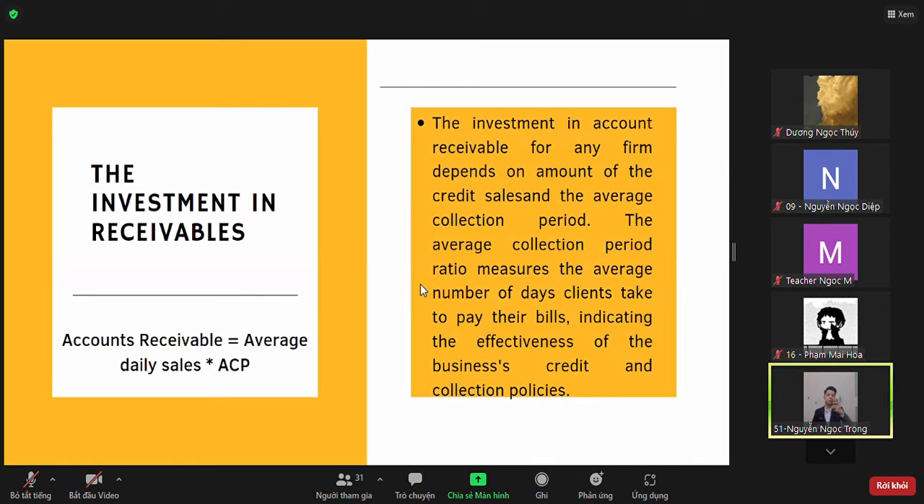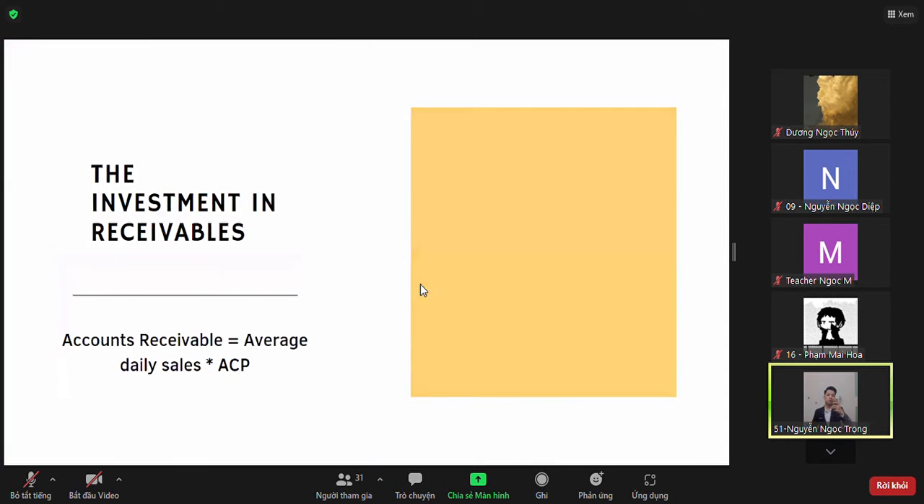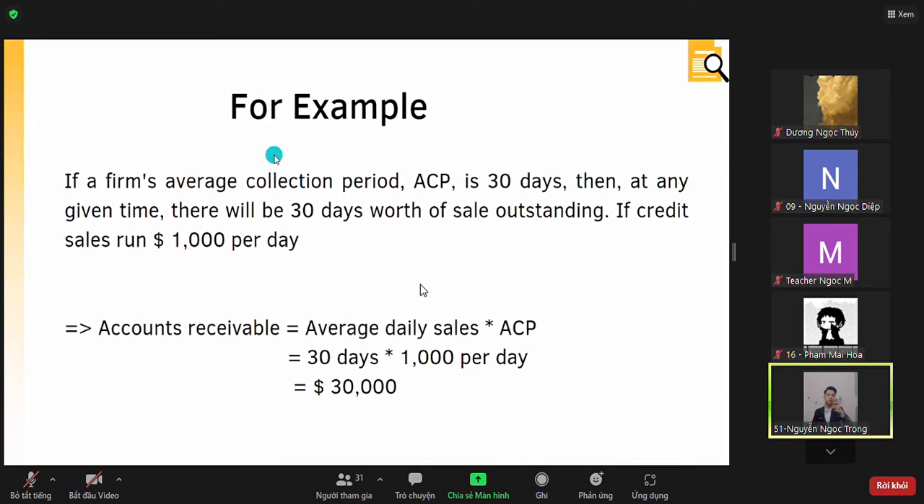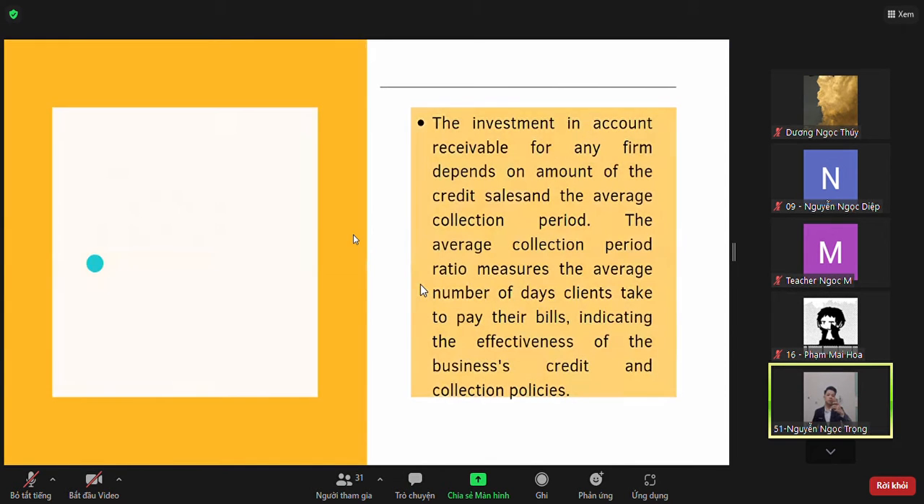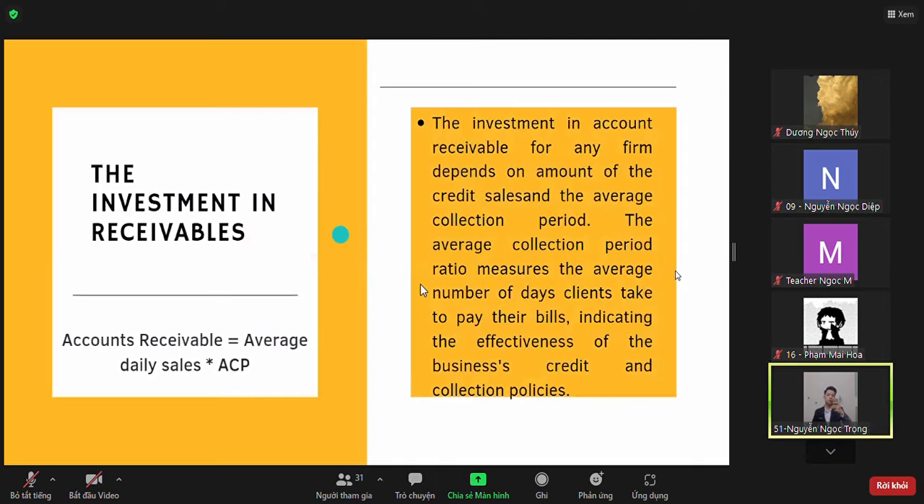The investment in accounts receivable for any firm depends on the amount of credit sales and the average collection period, and I will talk about the average collection period in a later part. The average collection period ratio measures the average number of days clients take to pay their bills, which indicates the effectiveness of the business's credit and collection policy. Its formula is equal to average daily sales multiplied by the ACP.